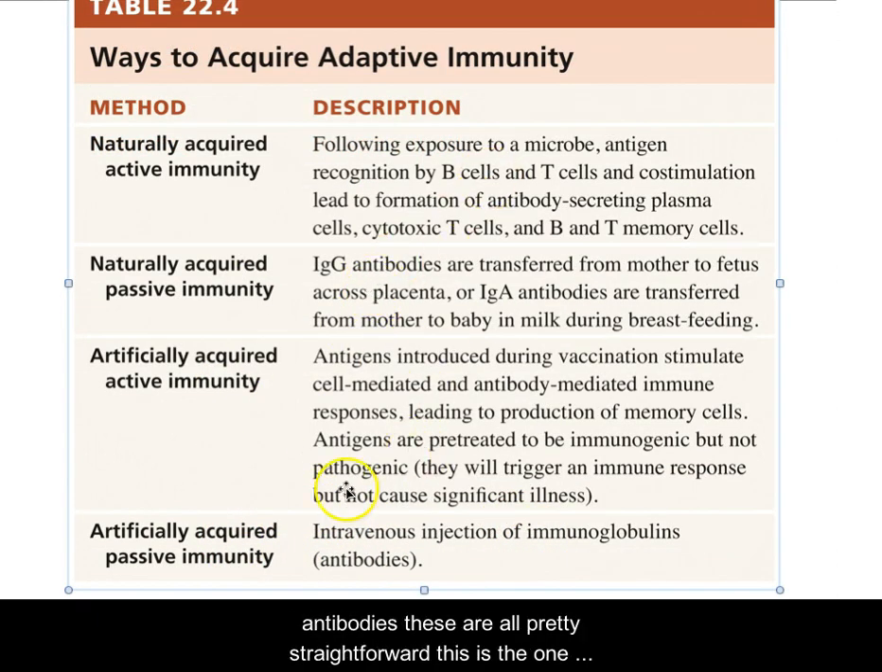These are all pretty straightforward. This is the one that doesn't make any sense to the average human being. Most of your drug design, modern day drug design now, is what antibodies can we make that we can infuse into the body so it can remove whatever the pathogen is already present.